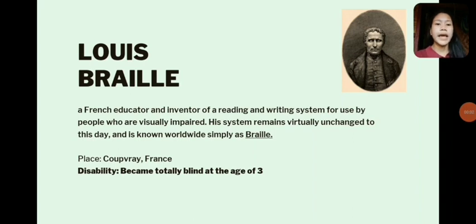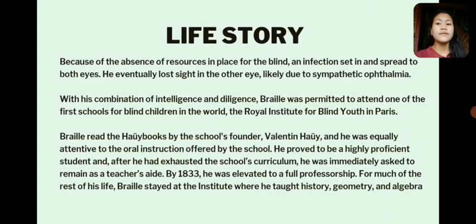Louis Braille became blind at the age of 3 because of an accident. He was playing at his father's harness shop and a tool slipped and got into his right eye. A local physician bound and patched the affected eye and even arranged for Braille to meet a surgeon in Paris. However, no treatment could save the damaged organ because of the absence of resources and facilities for the blind at that time. Consequently, an infection set in and spread to both eyes.